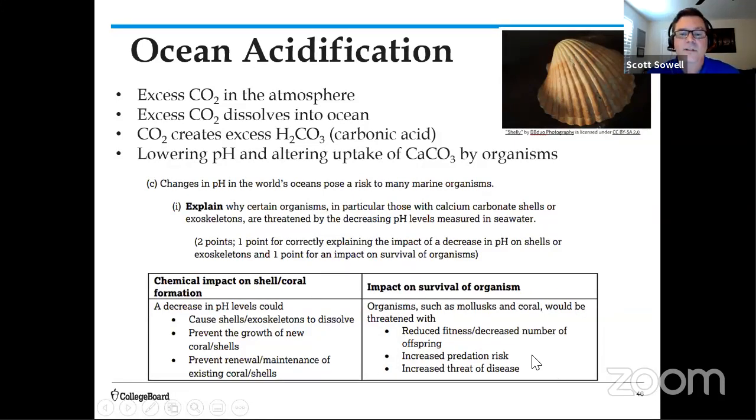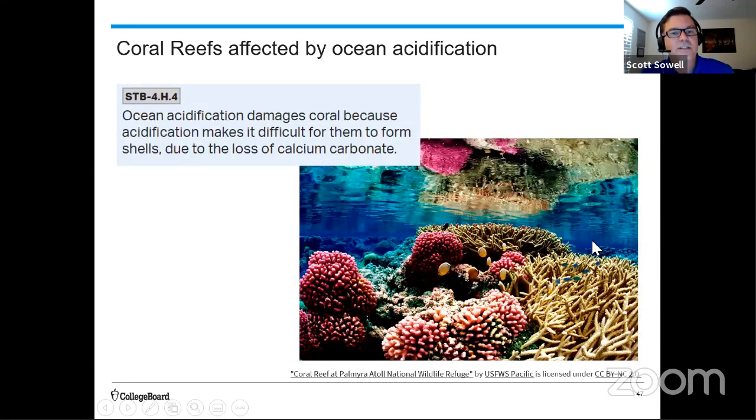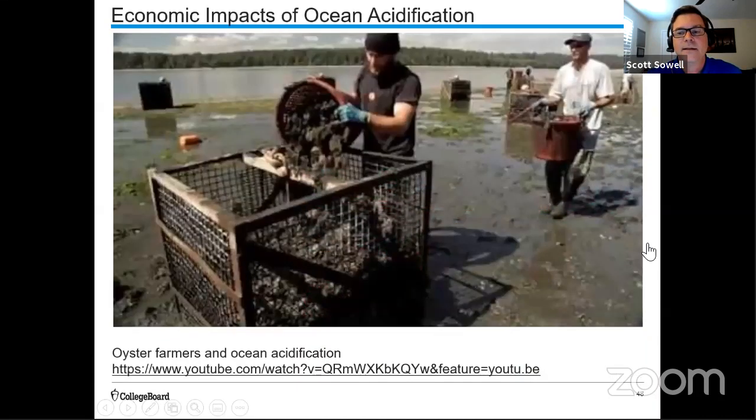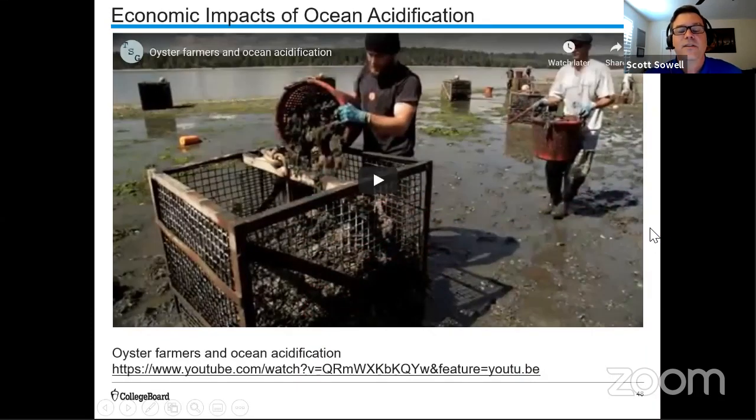What does that matter? Well, it makes them less healthy. They're more at risk for predation or disease. They're not living optimally. So ocean acidification damages coral because acidification makes it difficult for them to form shells due to that loss of calcium carbonate. And just like with the other phenomenon in the ocean, there are some severe economic impacts. And this is an interesting clip from a family of oyster farmers and how ocean acidification is impacting their business.